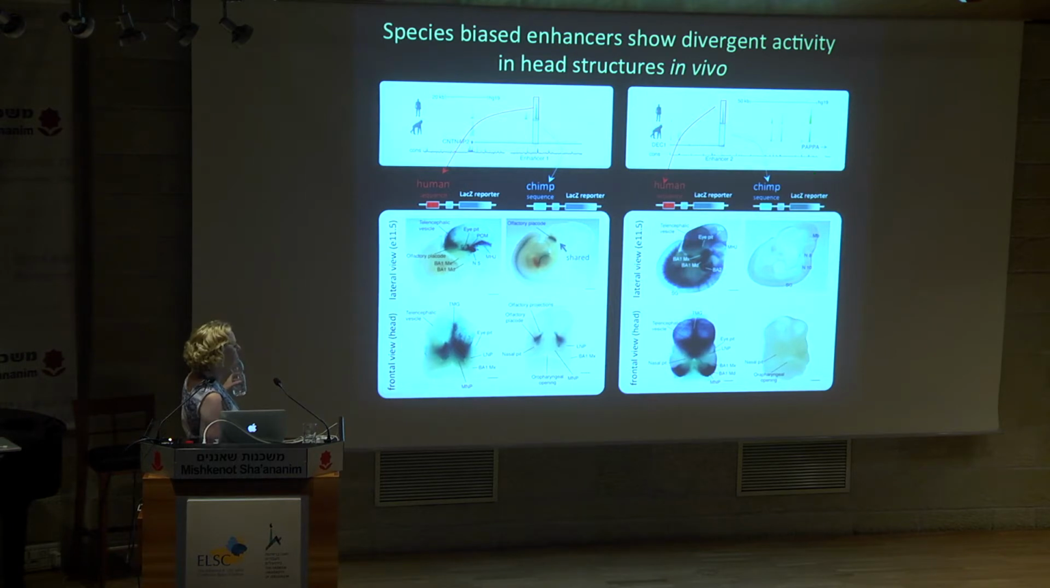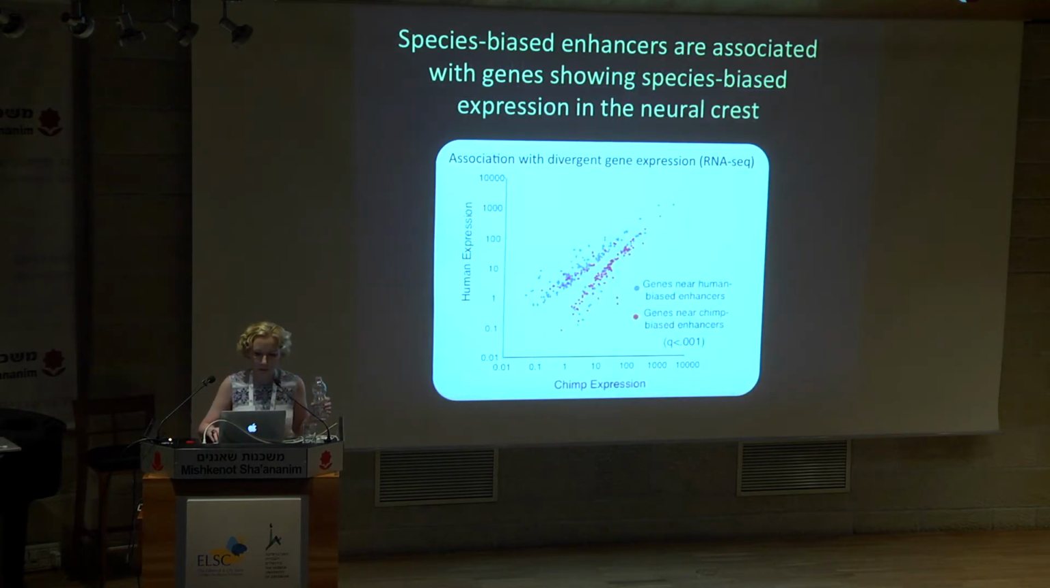And this is another example. This is more of a pan-neural crest enhancer. Again, epigenomically strongly biased towards the human, and almost a black and white difference in activity in the context of the embryo. So this is exciting because it shows we can systematically identify enhancers that gained or lost their regulatory activity during recent human evolution. But of course, it wouldn't matter unless we can link those changes to changes in gene expression.